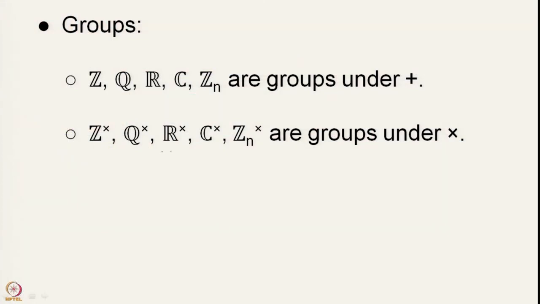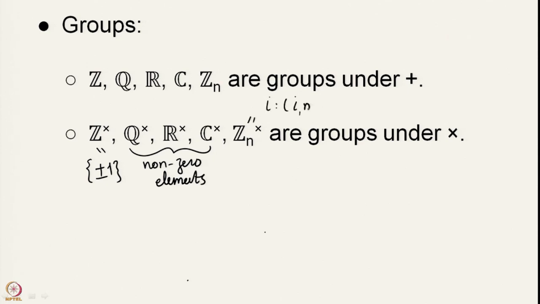There are also groups under multiplication. So, these are the groups. In general, what we have for all these is the set plus minus 1. These three are all the non-zero elements in the corresponding sets, and remember these are all the elements I where the GCD of I and N is 1. So, these are all invertible elements with respect to the product in the sets Z, Q, R, C, Z_N, which we have seen earlier, which are groups under addition.